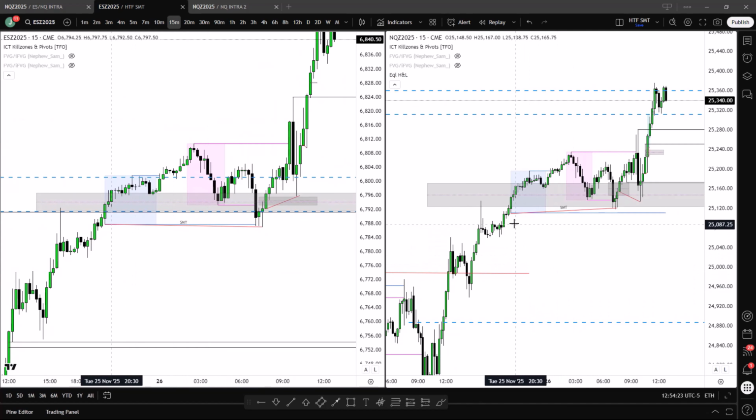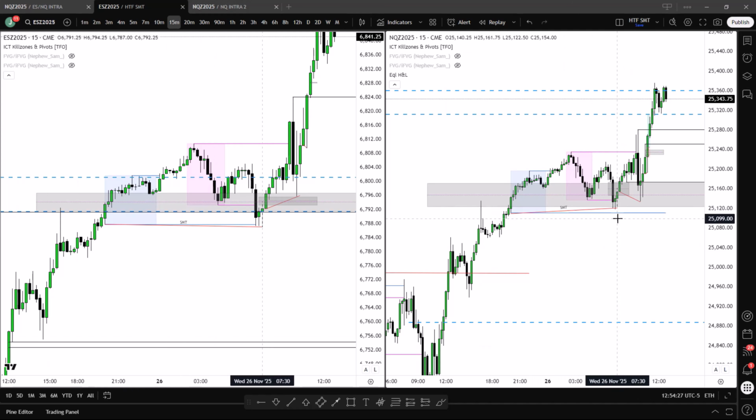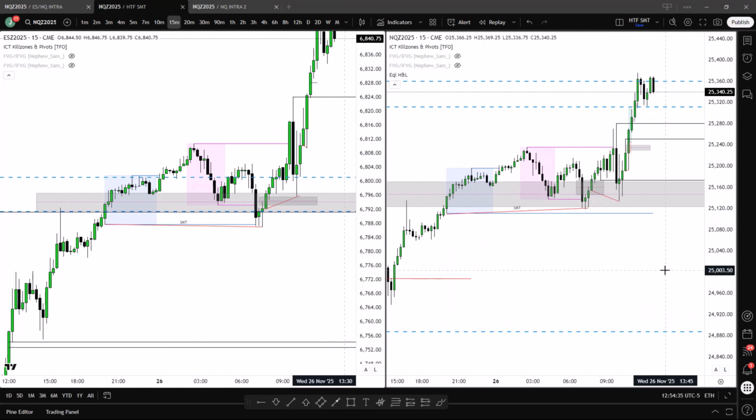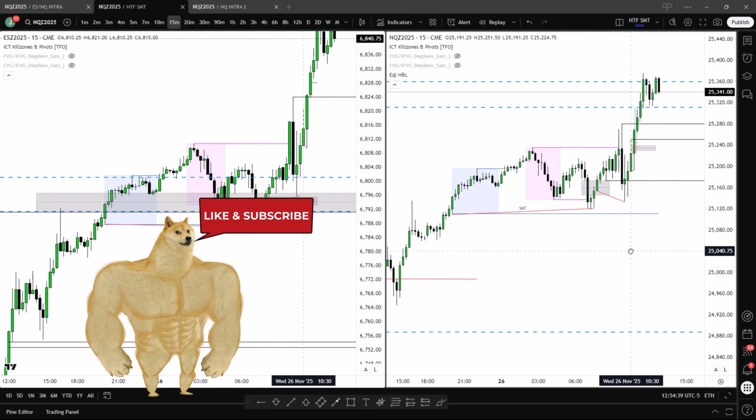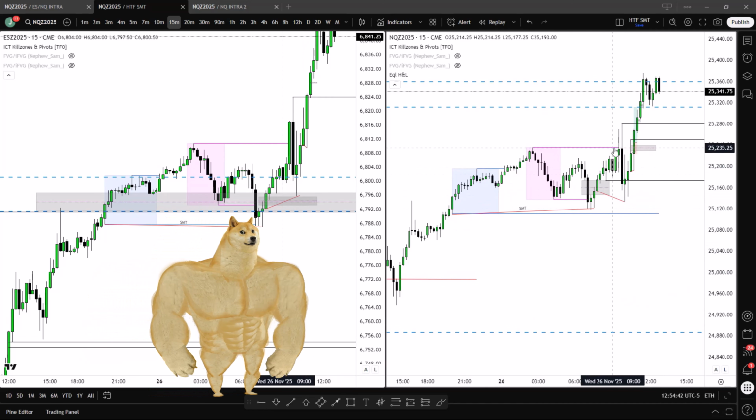The first clue is NASDAQ did not take out Asia low after London session, and ES did. So we had an SMT. We created fair value gaps on the way. Then we inversed that fair value gap right here on a 15-minute, which targeted the London high.